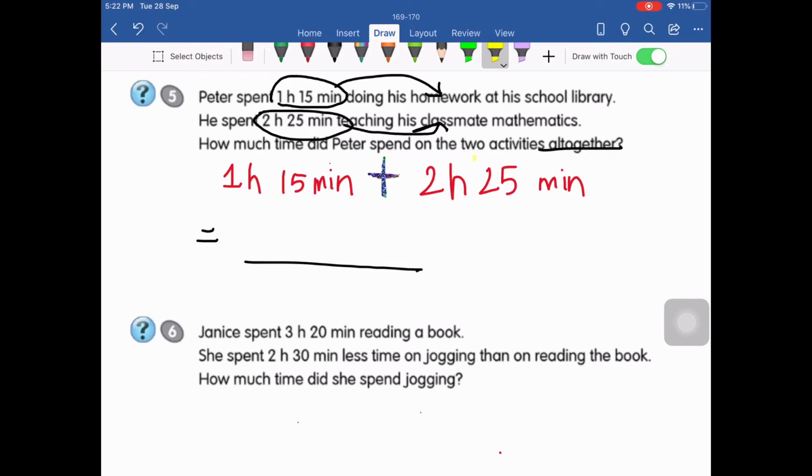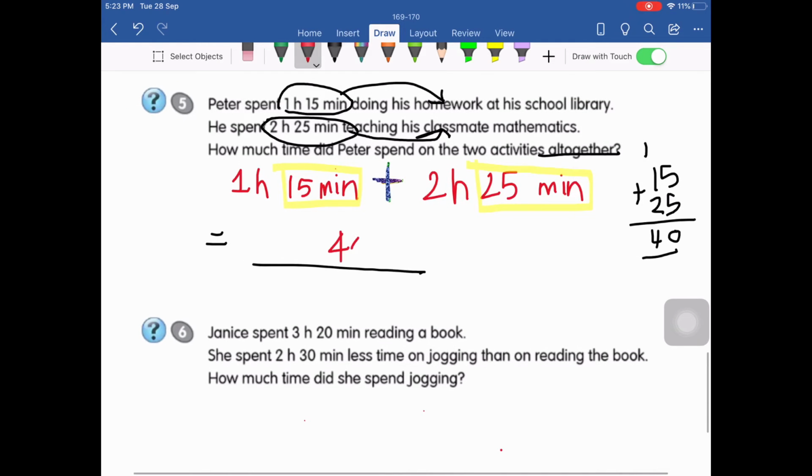First, always add the minutes first. 25 minutes and 15 minutes. Why do we add the minutes first? So that when the minutes is more than 60, it will be 1 hour. For 60 minutes, it's 1 hour. So let's see if 15 plus 25 is an hour. In this case, it is not an hour. However, it is 40 minutes. So let's write that down, 40 minutes.